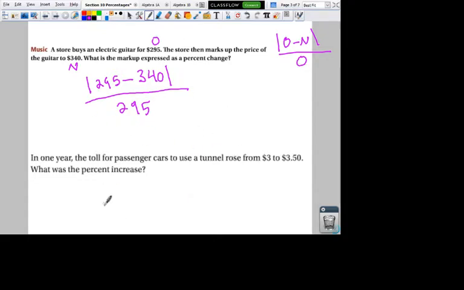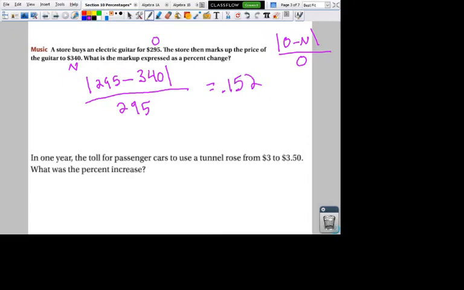Alright. So I'm just going to plug this into Desmos like I did before. Absolute value $295 minus $340. So I'm going to go here and hit my absolute value bar, $295 minus $340. Close that absolute value bar. And then everything is divided by $295. Alright, and I get 0.152. I'm going to go back here to my notes.